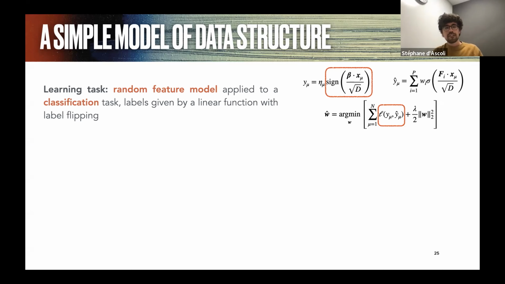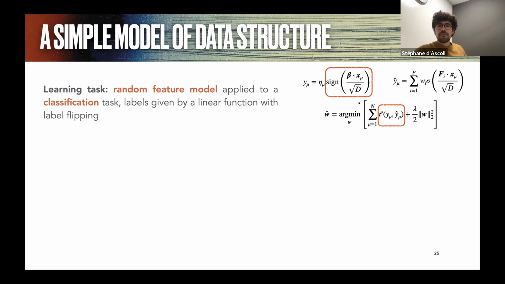So we're going to keep our random feature model, but this time we're going to do a classification task, which means that we still have a linear model generating the labels, except that this time it's going to be sent through a sine function, which is going to give us plus or minus 1 labels. And instead of corrupting with additive noise, we're going to corrupt it with label flipping, which is basically a Bernoulli variable, which can flip the labels with a certain probability.